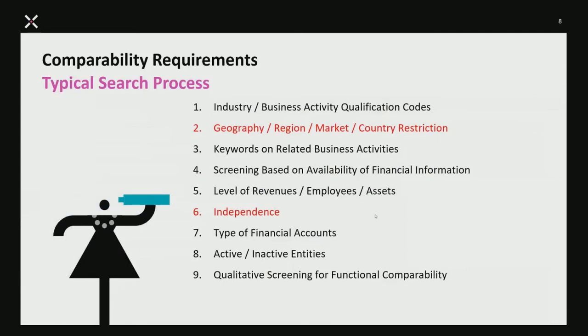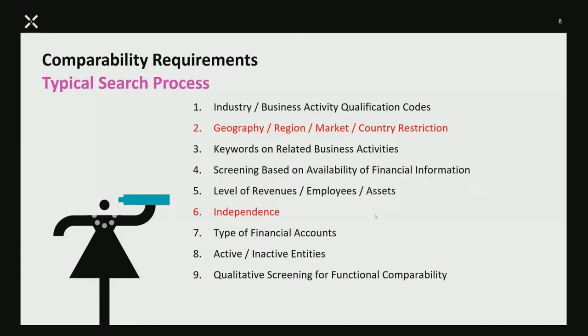So here I've listed out the typical search process, right? And I think this is important to note because, how do you perform a comparable company search? Well, first you look at industry business activity qualification codes. So a lot of times we're looking at SIC codes, NACE codes, that could be applied depending on different databases, right? So you first start with the universe of companies, and then you apply certain codes to identify potentially comparable companies. Then you might restrict it based on geographic market, the region, to that set of potentially comparable companies. Then you might apply keywords and screen based on financials.